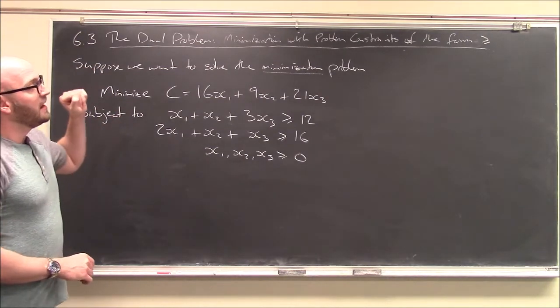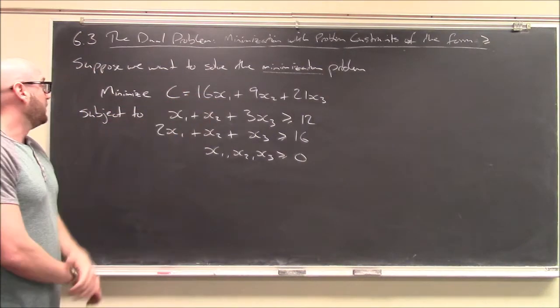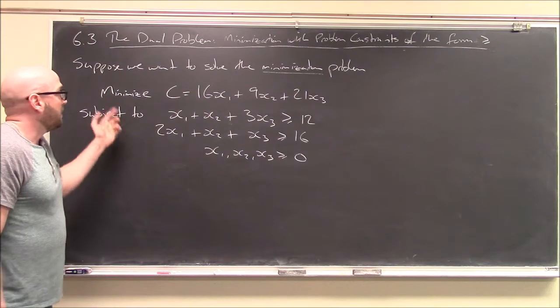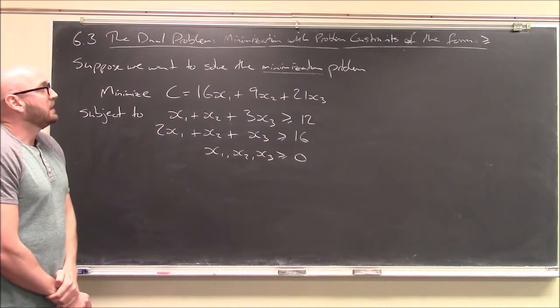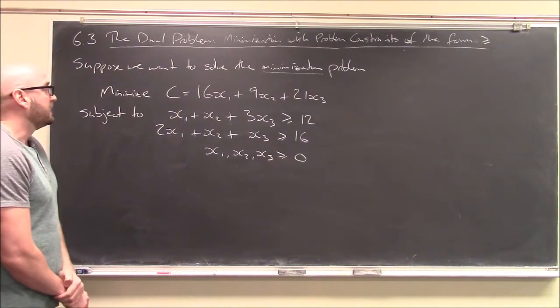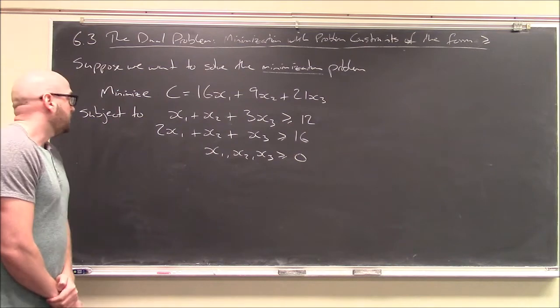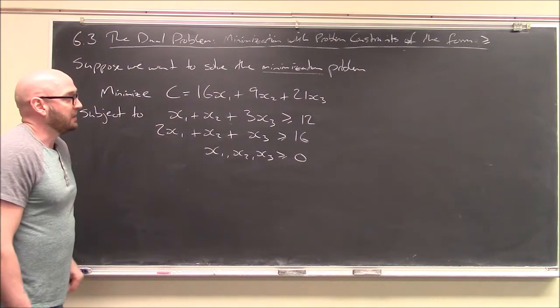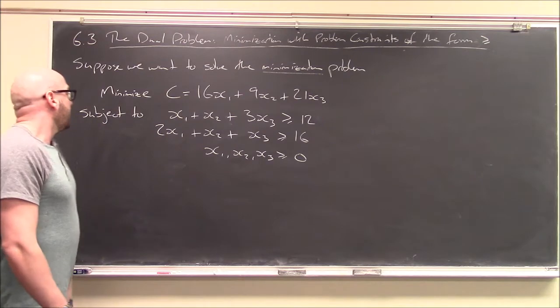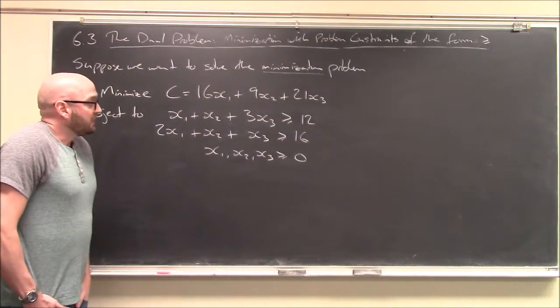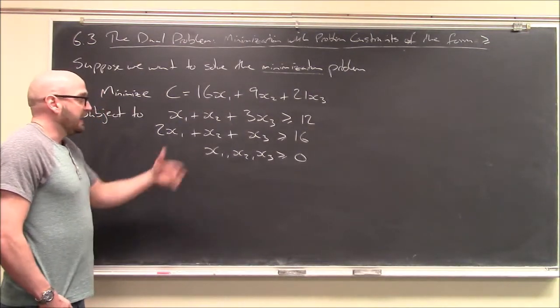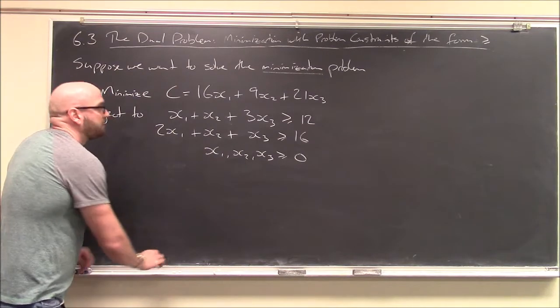So here I have a standard minimization problem in standard form, and it's the following. Minimize c equals 16x1 plus 9x2 plus 21x3, subject to x1 plus x2 plus 3x3 is bigger than or equal to 12, 2x1 plus x2 plus x3 is greater than or equal to 16, and again we have our non-negative constraints.